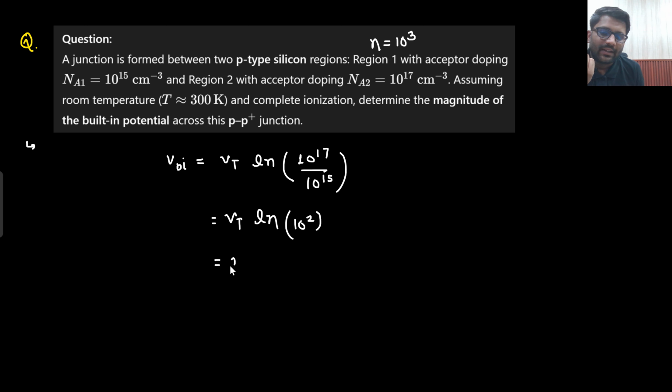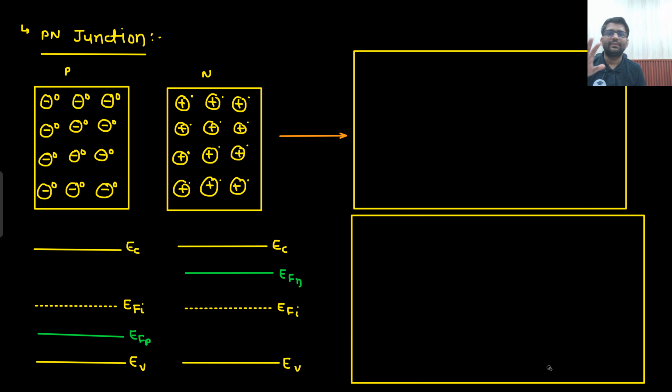So 25 only, let's take. So that will be the answer you will be getting. Okay, so you can get the answer. I will simply pause the video and then we will start PN junction.